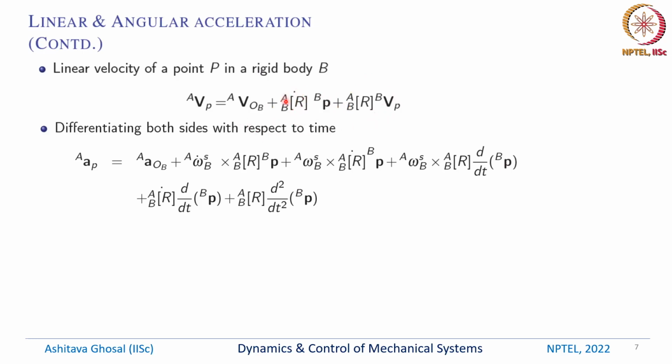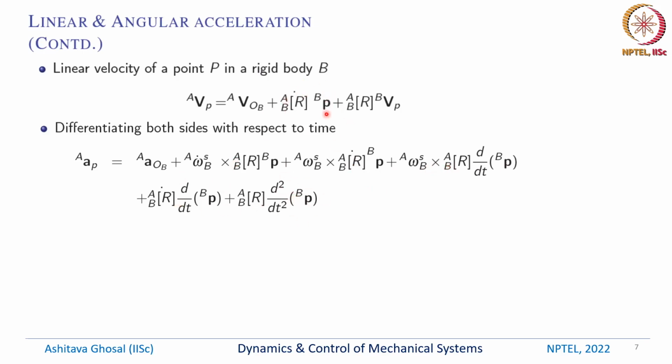Okay, so from this term and this term, there are 4 terms here. You can reorganize these 4 terms, and what you will see is one term which is A omega B dot. This is like alpha, the angular acceleration, into ABR into BP. So one of the terms is this. The second term is A omega B cross ABR dot into BP, and there are also these 2 terms. So what you can see is there are 1, 2, 3, 4, 5 and one more, 6 terms which appear from this.